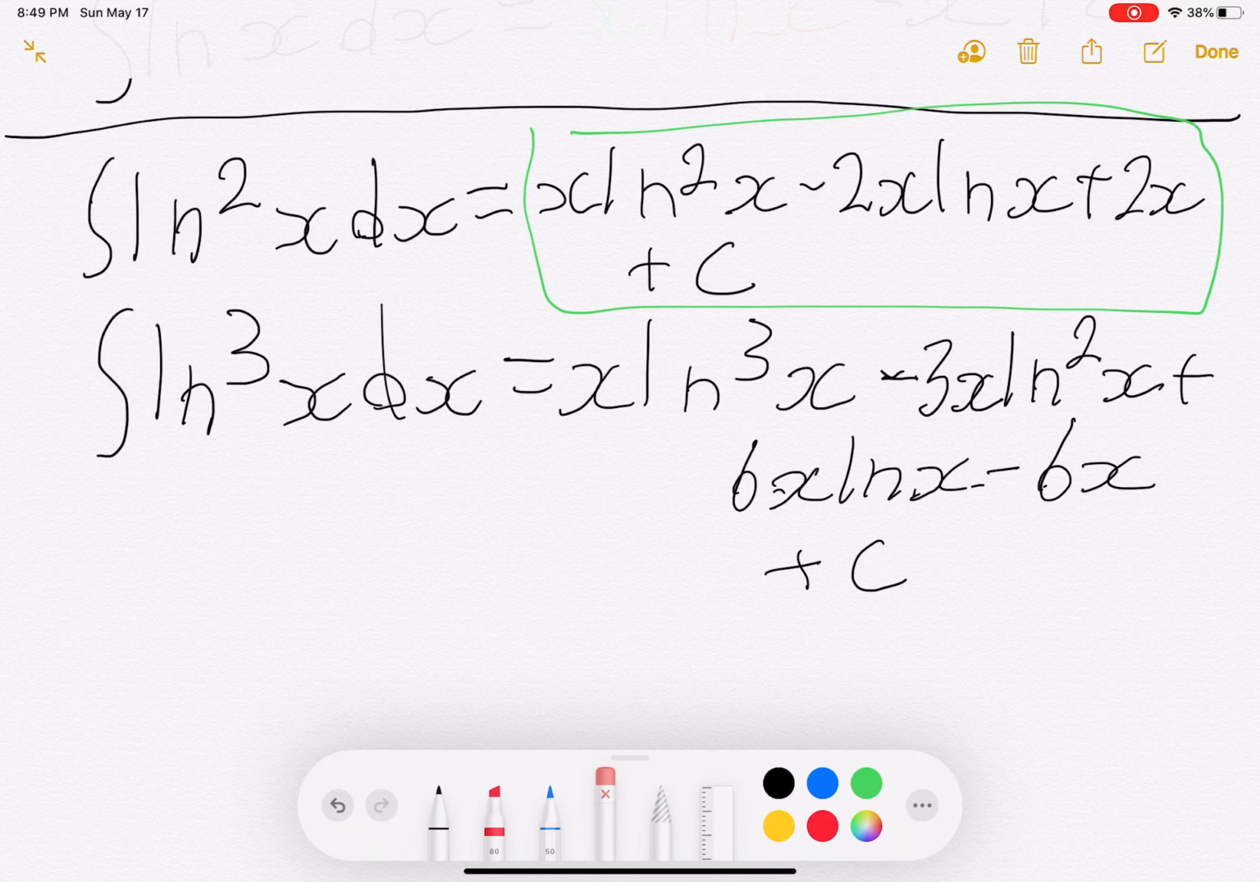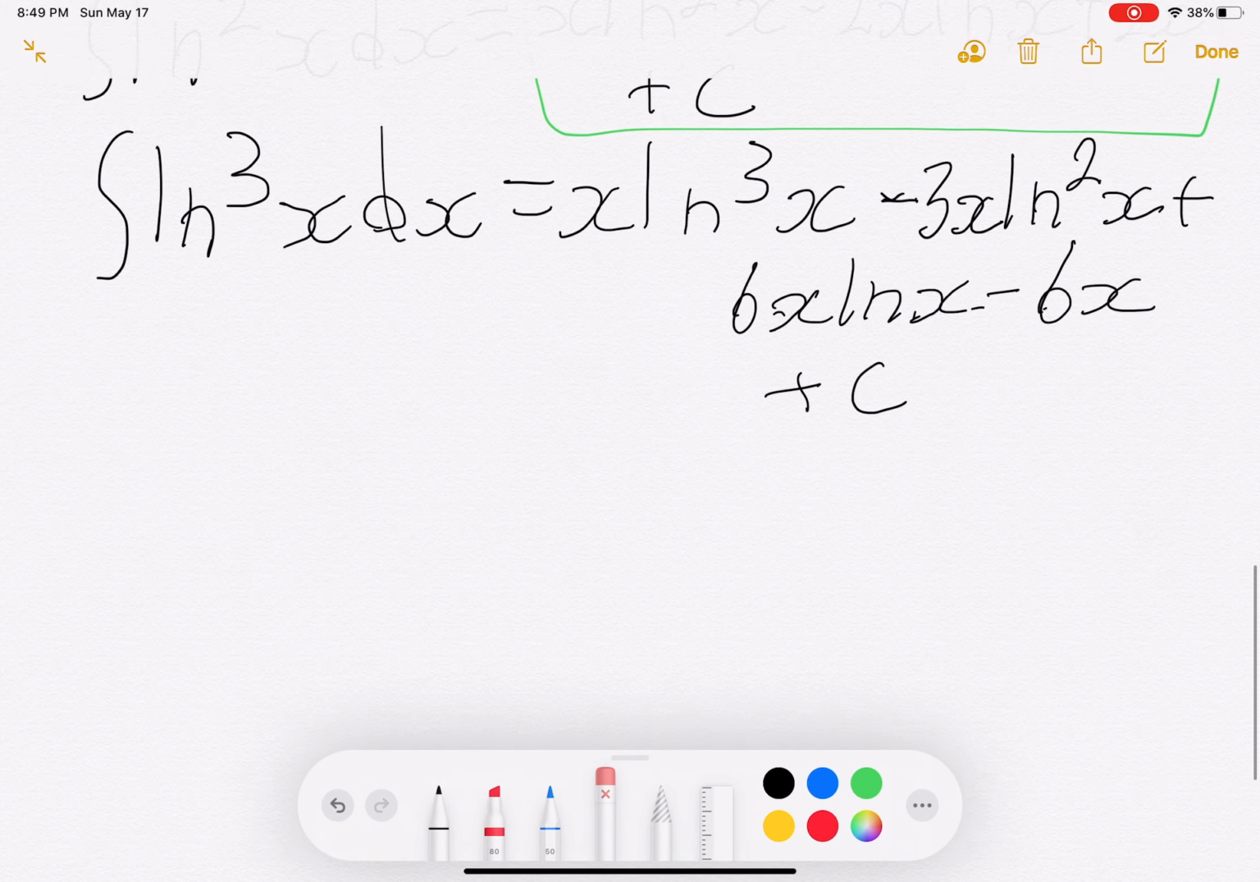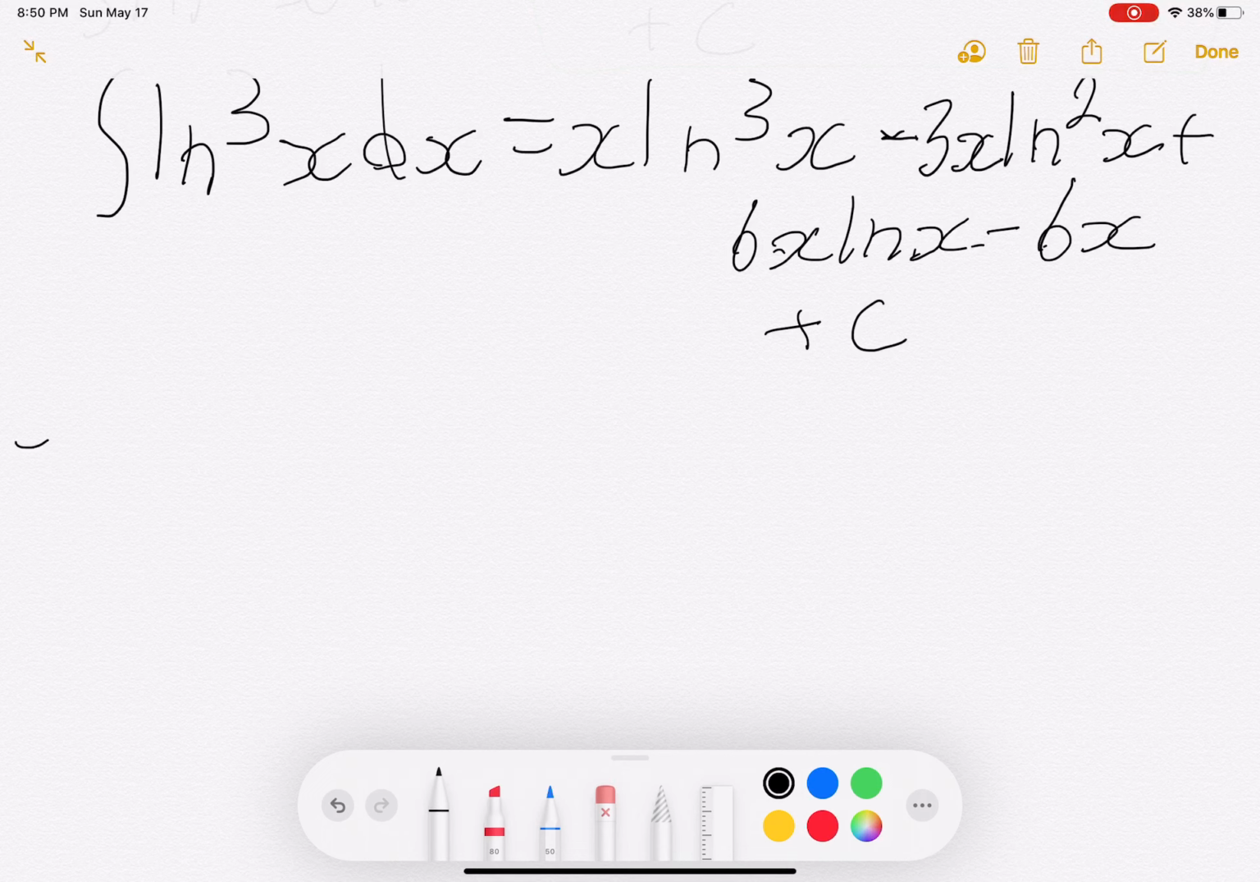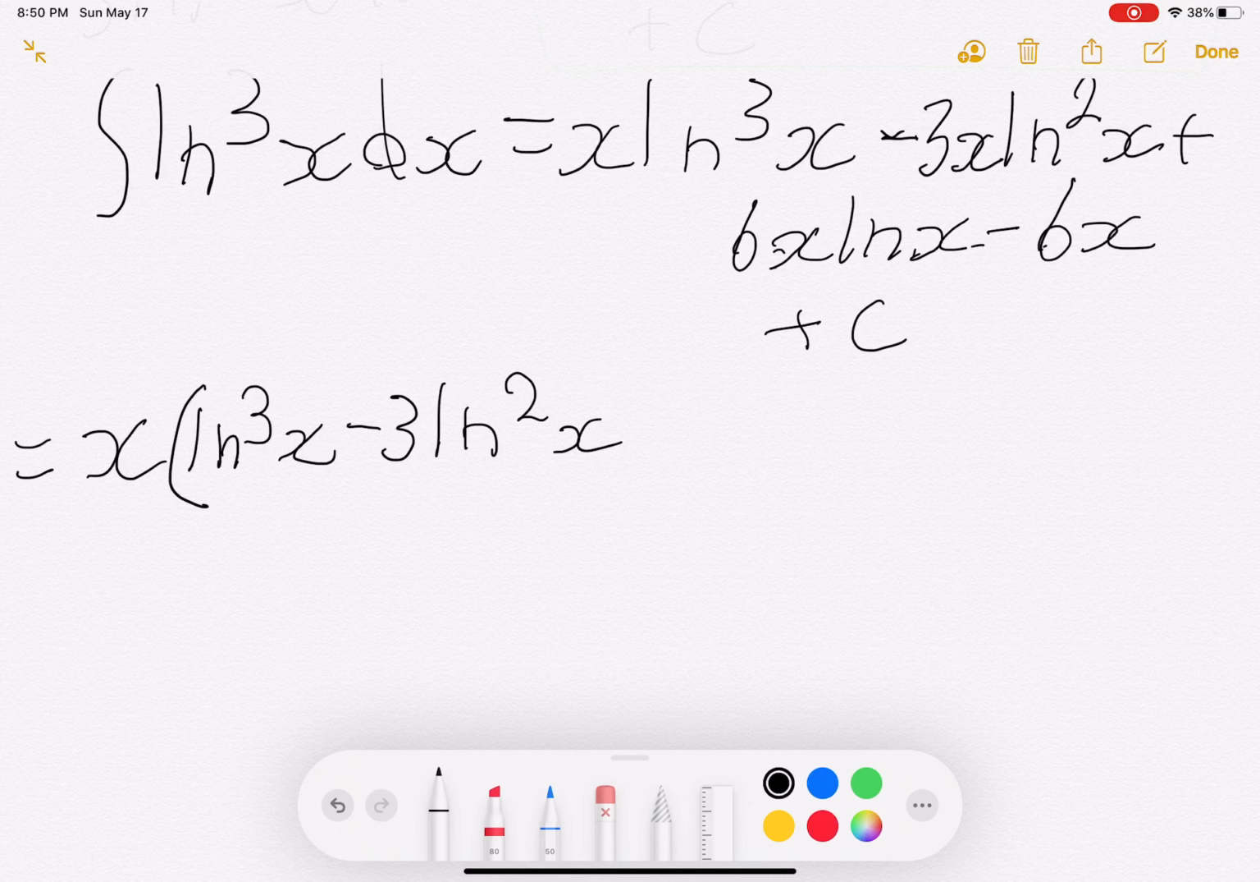Let's see if we can make it look a little nicer. We can actually take out an x from that solution. So let's finally write it as equals x times ln cubed of x minus 3 times, oh whoops, I took out the x, right? Minus 3 times ln squared of x plus 6 times ln of x minus 6 plus c. There we go, and that is our answer. So we just took out the x, right?